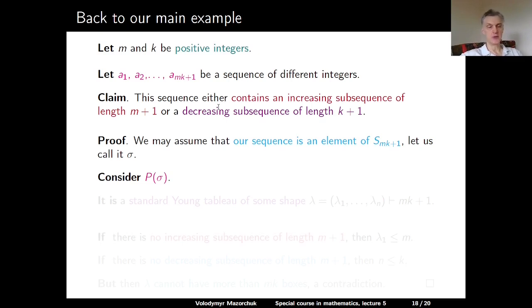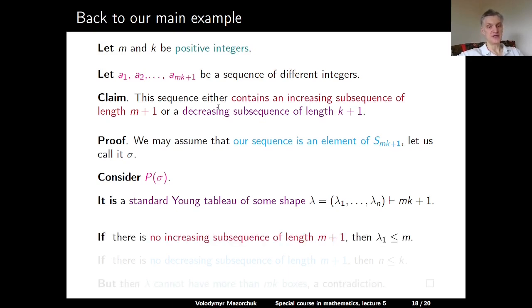Consider the insertion tableau P of sigma. It is a standard Young tableau of some shape. This shape is lambda, it's a partition of mk plus 1. So lambda, this partition, has rows lambda 1, lambda 2, and so on, lambda n. So these are the lengths of the rows. If there is no increasing subsequence of length m plus 1, then by Schensted's theorem, lambda 1 is at most m. If there is no decreasing subsequence of length k plus 1, then by Schensted's theorem, the number of rows, n, is at most k.